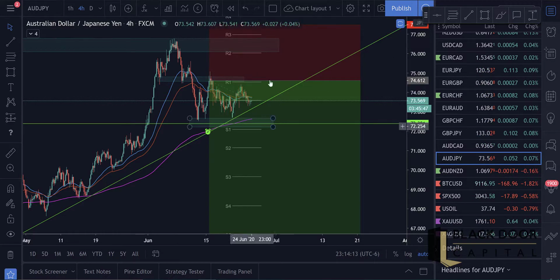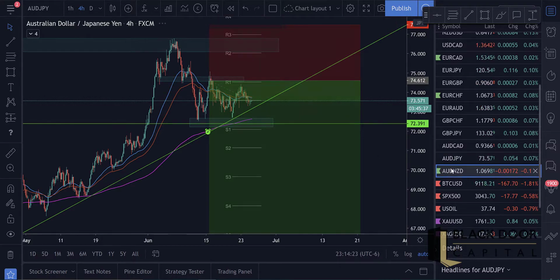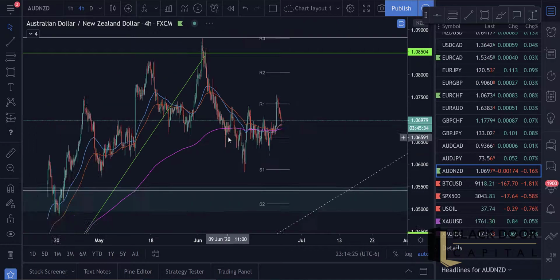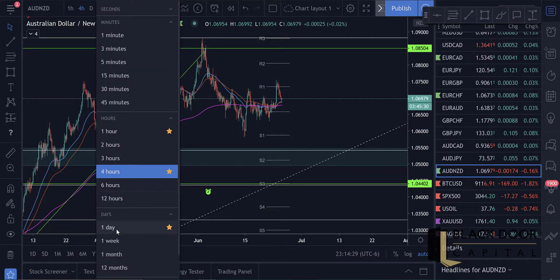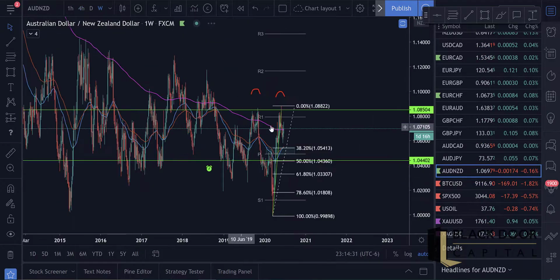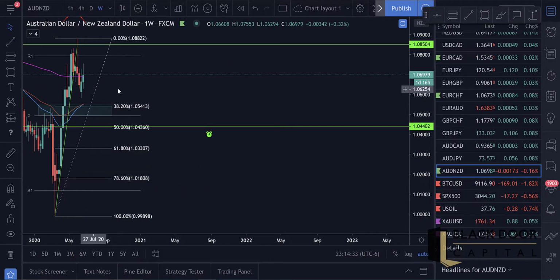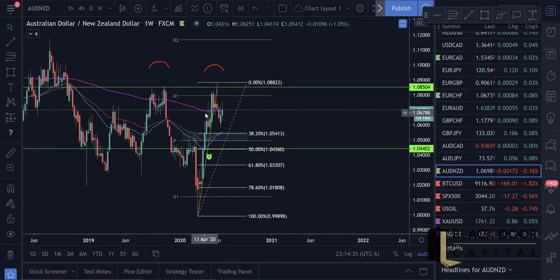The Aussie yen is a trade that we looked at last week, so we're out of it now, but it was a good trade. We took about 5% out of that pair over the last couple of weeks. Amazing. On New Zealand, I'm in on this still on the weekly.